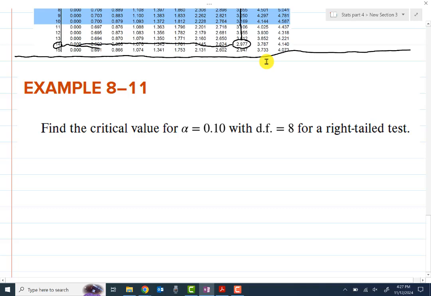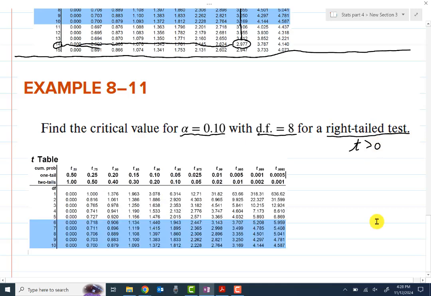Now we have alpha is 0.10. Degrees of freedom is only 8. Right-tailed test, so you know that t is going to be a positive number. Alpha equals 0.10, so there we are. This is a one-tailed test. Degrees of freedom is 8. And since we're on the right side, we have a positive value of t. T equals 1.397.